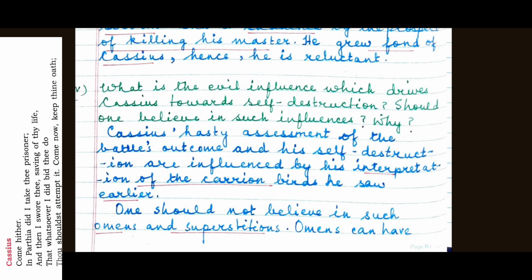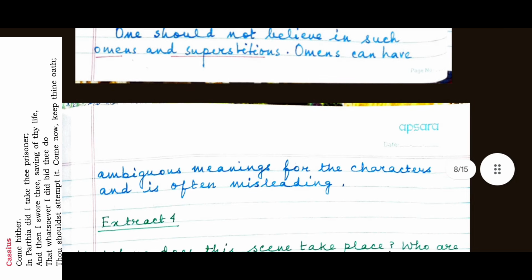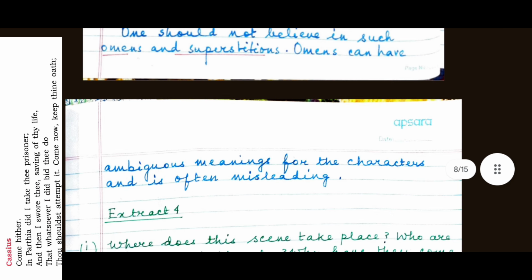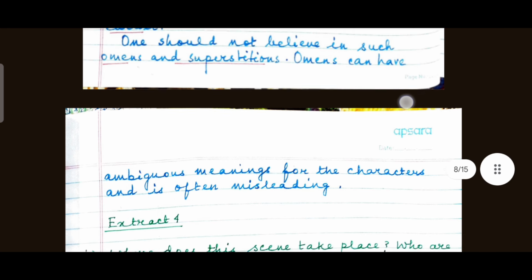And should one believe in such influences? One should not believe in such omens and superstitions. Why? Omens can have ambiguous meanings for the characters and are often misleading. So this will be a separate paragraph. Change the paragraph, and this is the answer. Next.